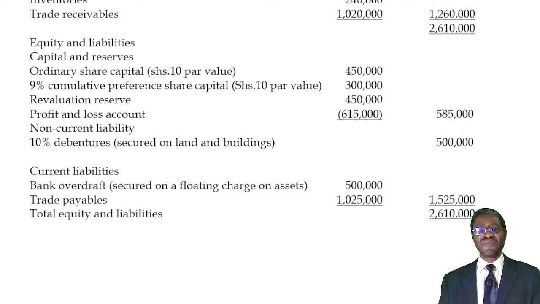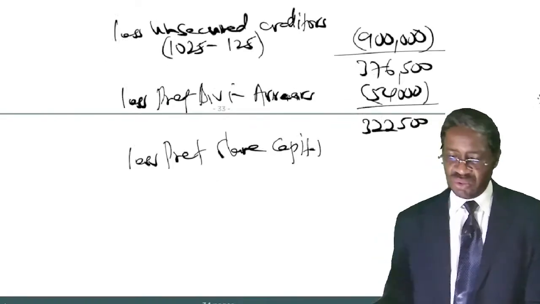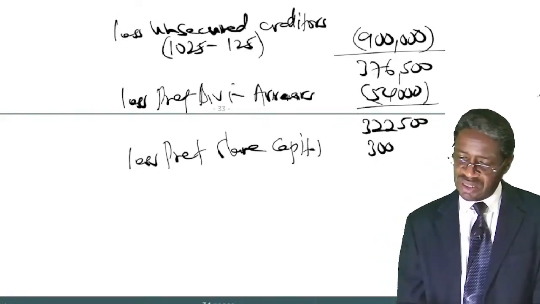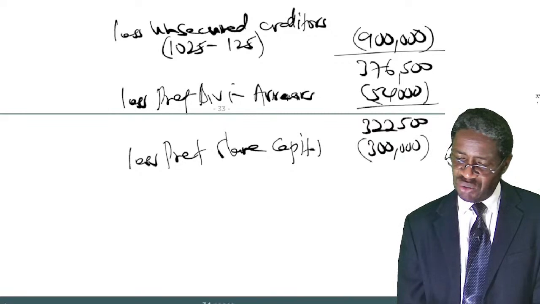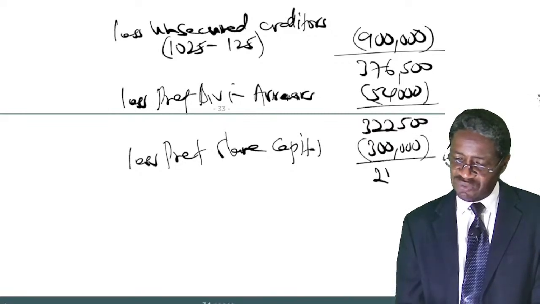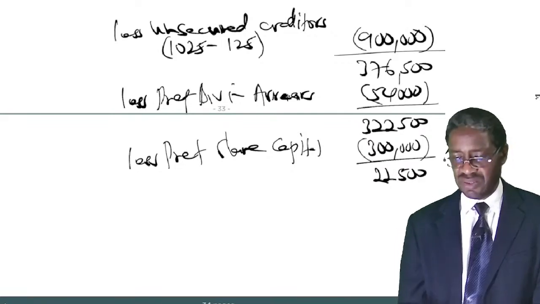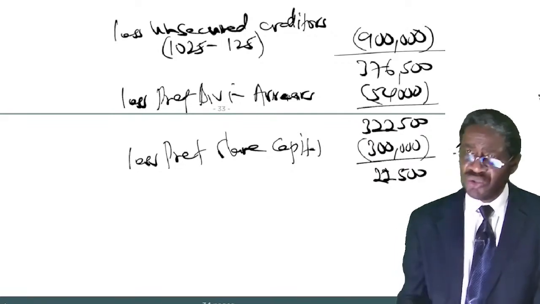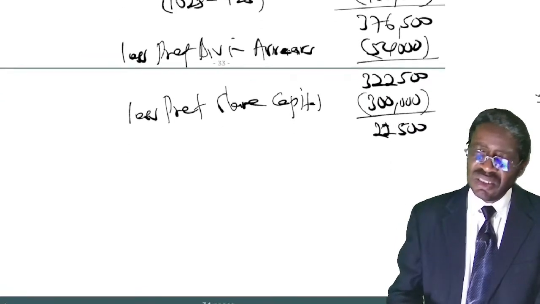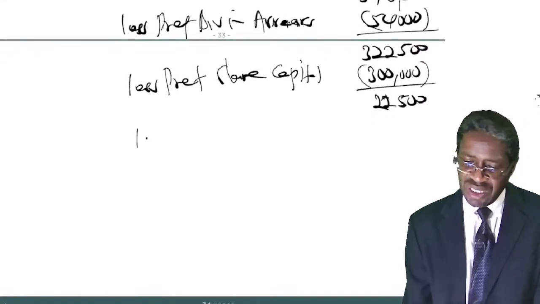You can see we have 9% cumulative preference share capital, worth 300,000. So we have enough. We have a balance of 322,500. Now we want to pay 300,000 to the preference shareholders. That leaves me with a balance of 22,500. And I've already told you, any money remaining must be paid to the ordinary shareholders.